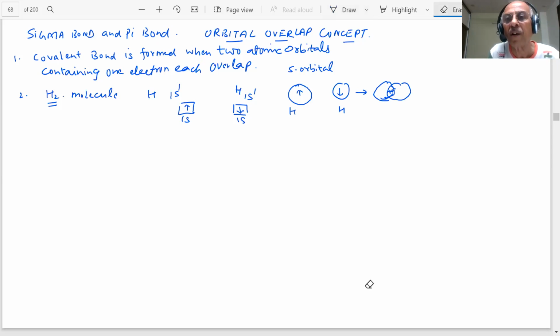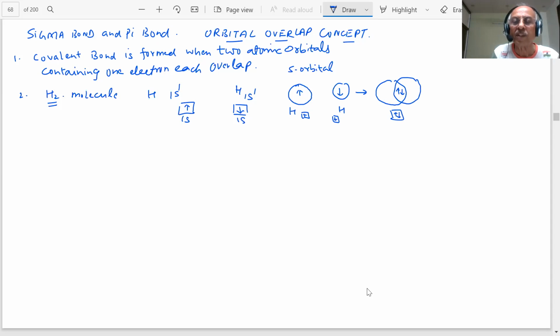Let me draw it in a better way because my drawing may not be that good, students. In general, they are overlapping. So this is the pairing of the electrons. Always they will have opposite spins, then only they can pair up. These spins are opposite, as you can see. So they have got paired up here. So this is the atomic overlap, which results in the formation of a covalent bond.